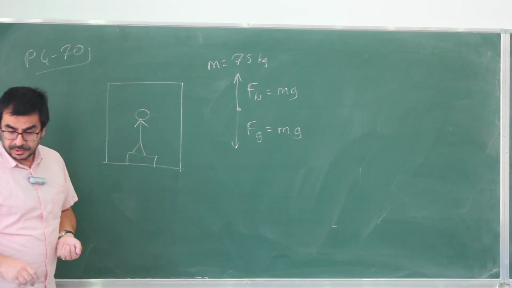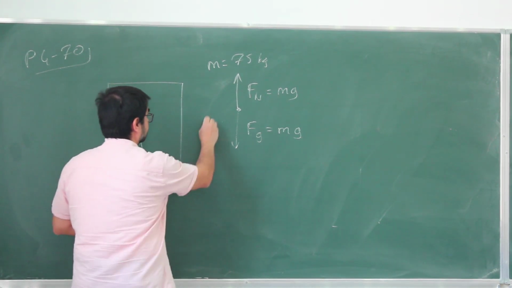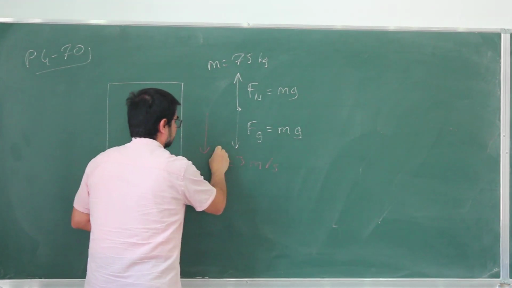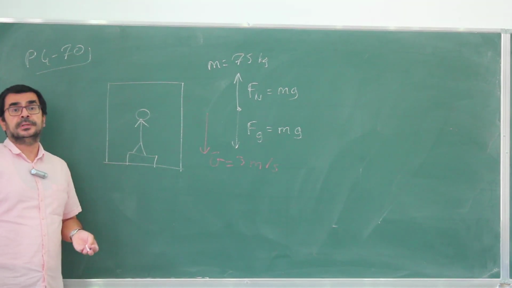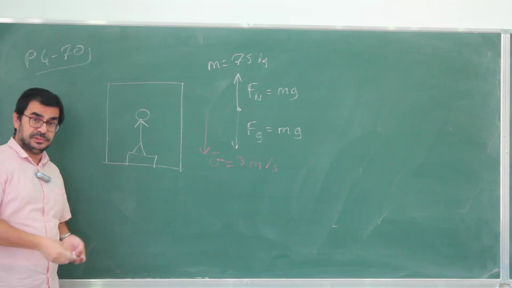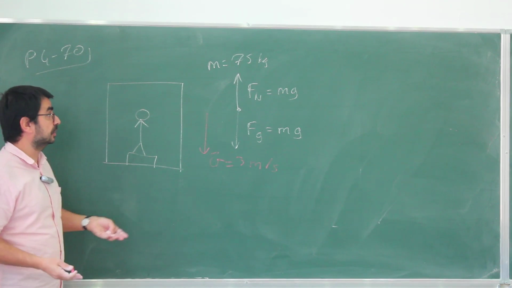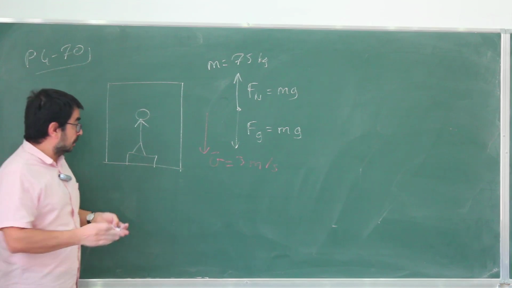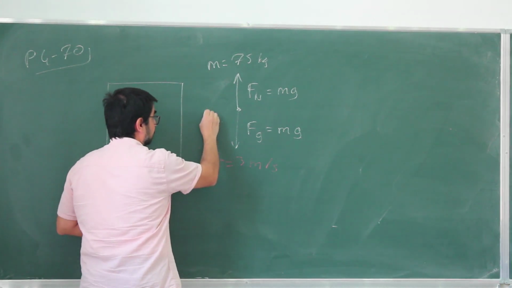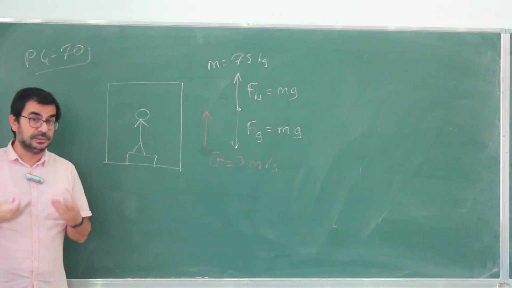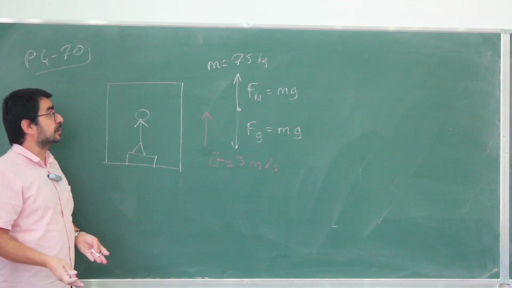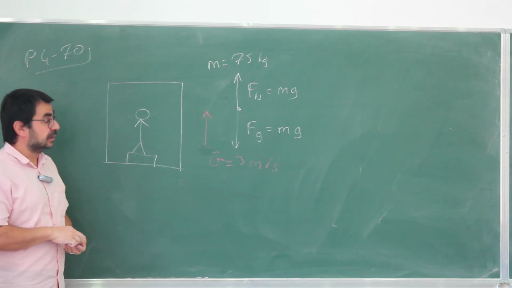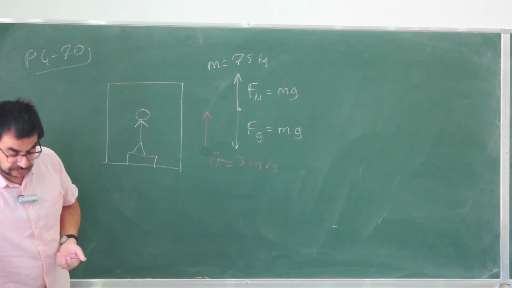Now what happens if this person is actually moving down with some velocity, 3 meters per second? Well, nothing will change. It's moving down with constant velocity. The acceleration is 0, which means that the net force is still 0. So this still holds. You will just read the same thing on the scale. The same argument applies when it's moving up with a constant velocity. There is no acceleration, so the net force is 0. The total force must be cancelling. These are the only forces available to us. And then we will just get the same reading on the scale.